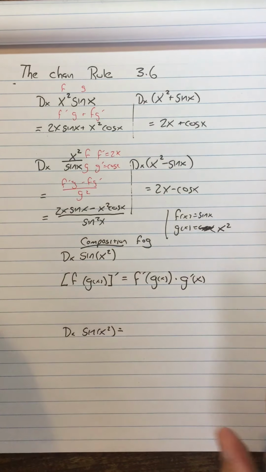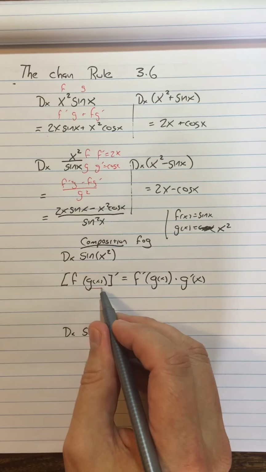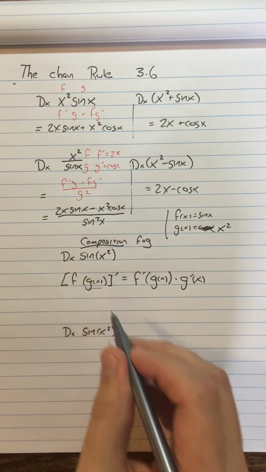The key is to see that there is an inside function and an outside function. That's what you've got to be looking for: a function that is put inside another. So the first thing you're going to do is take the derivative of the outside function, but the inside function stays the same.